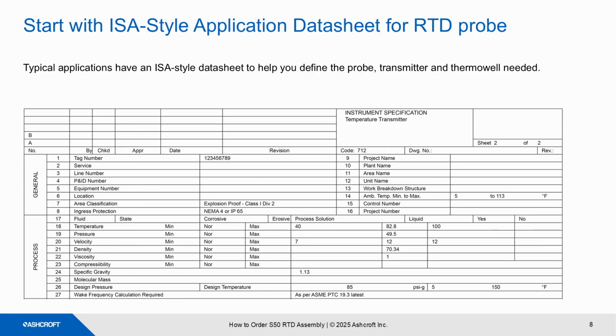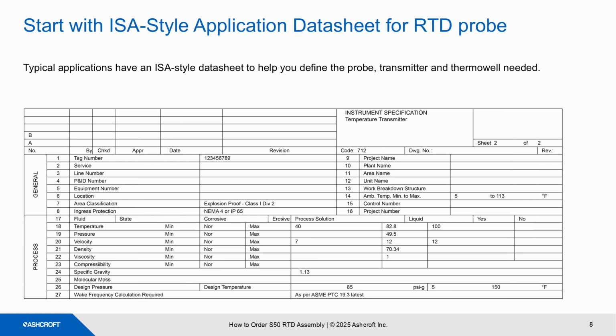Great, Dave. Now that we know the requirements needed for ordering, can you walk us step by step on how to create the part numbers for these products? Yes, we will use an ISA-style datasheet, which describes the application of the probe, the transmitter, and the thermowell that will be required. We have here in front of us an ISA-style datasheet to take a look at, which will help us with the definition of the probe, the transmitter, and thermowell needed.